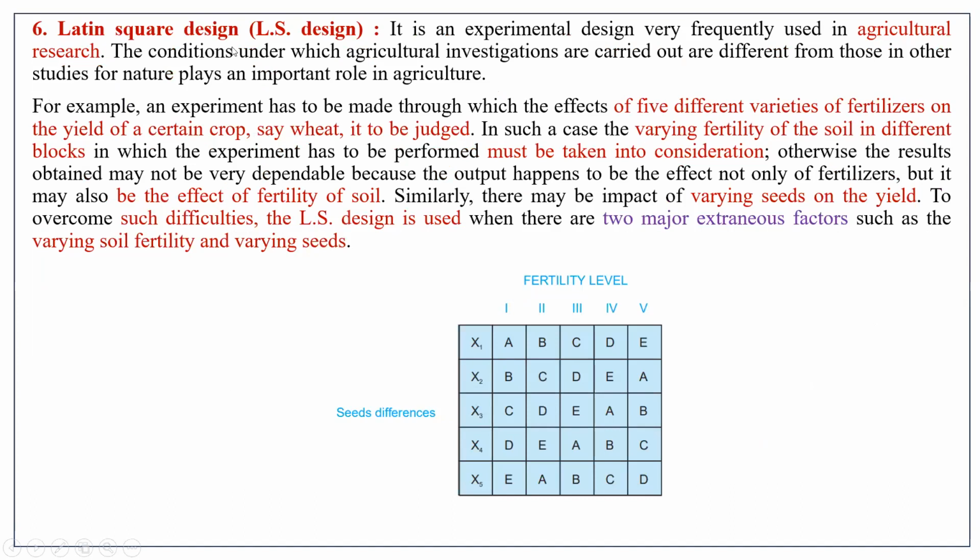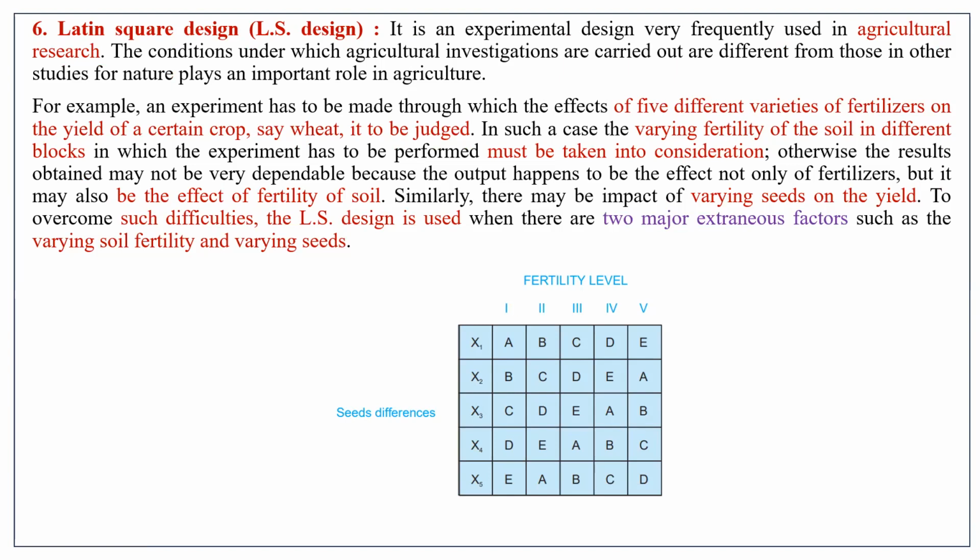Now, the next one is Latin square design, an experimental design which is very frequently used in agriculture research, and mostly, why? Because in agriculture, investigations are carried out mostly in a different way as compared to all other studies. Why? Because there are some natural players, in the sense rain is there, or more sunlight, summer is there. You cannot just predict. Sometimes it happens opposite.